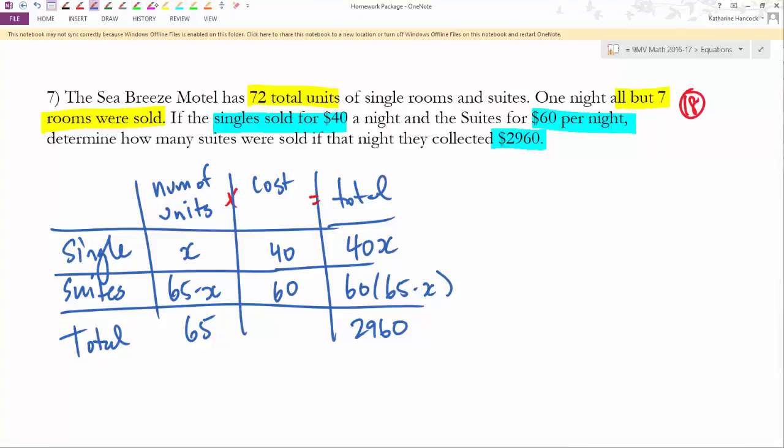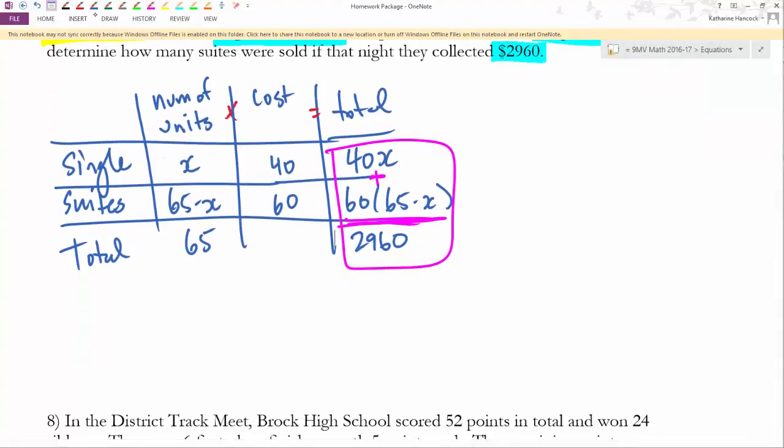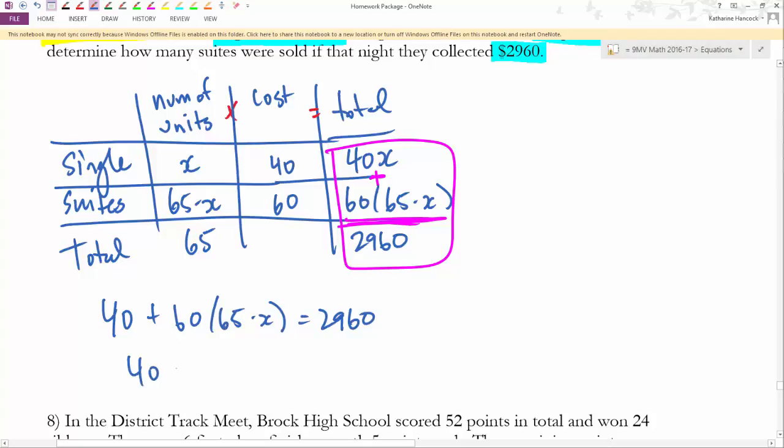My equation is going to come from here. 40x plus 60 times 65 minus x equals 2960. Sorry, no, that's right. So distributing, 60 times 65 is 3900, minus 60x equals 2960.